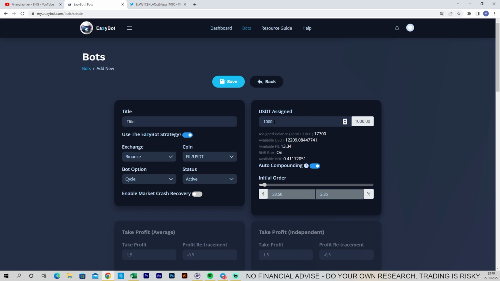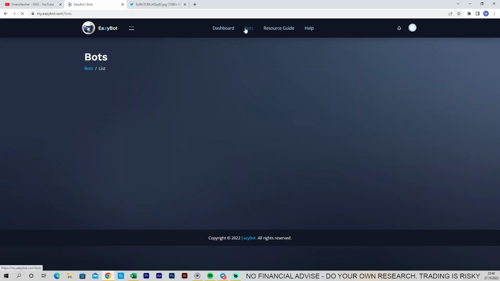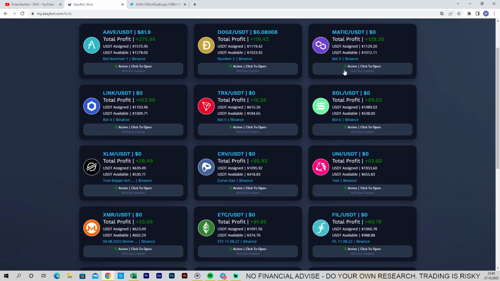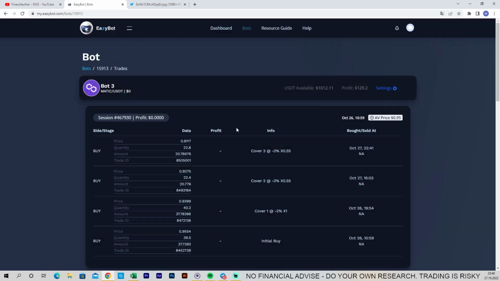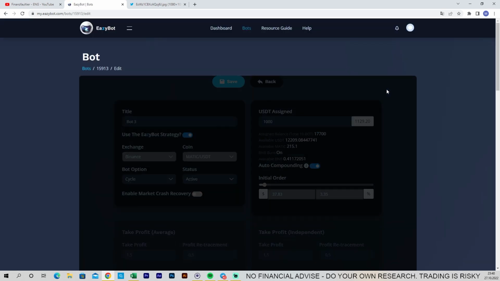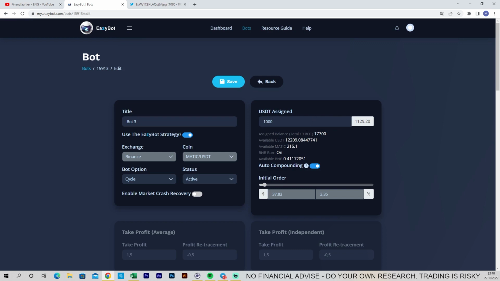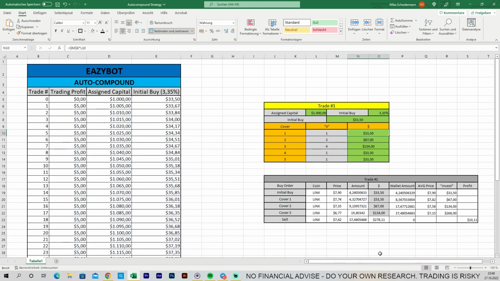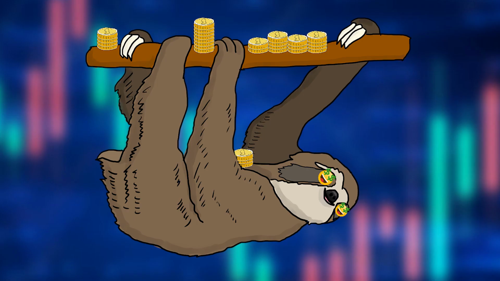I think it's very nice, and you can already see it because, again, let's check a bot with $1,000 assigned to it. Let's take the Polygon bot right here. The Polygon bot has $1,000 assigned to it. That was formerly $1,000. Now with profits made, it's $1,129, and you see the initial buy is now at $37.83. So $4.33 higher than it was at some point. So we make much more money with it now, and again, it's amazing.